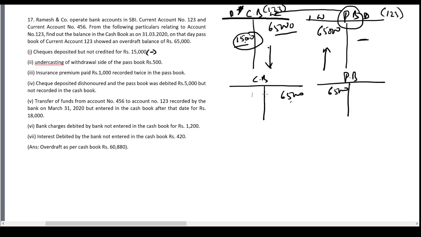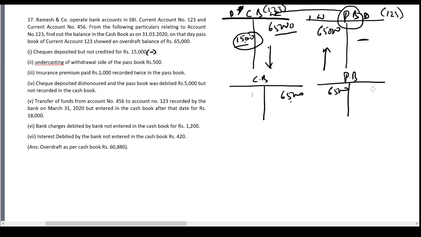Now what is undercasting? Undercasting means we have made the payments, we have recorded the entry, but we have not considered it for totaling purposes. If you do not consider it for totaling purposes, automatically the balance which comes will also be wrong. So how do you find the balance? We take the total of the debit side, find the total of the credit side, subtract from the total of the debit side the credit side to arrive at the bank balance.